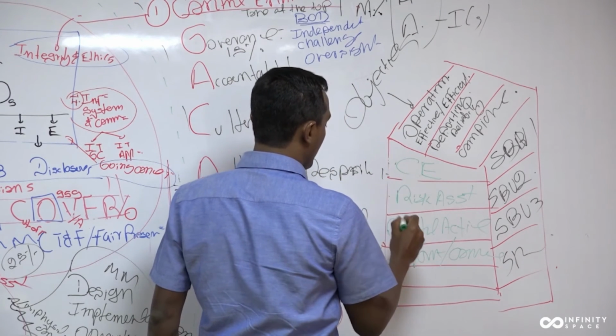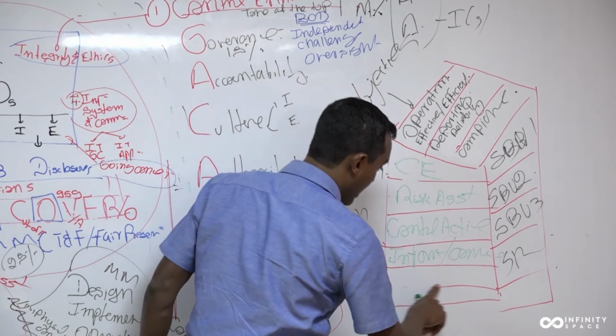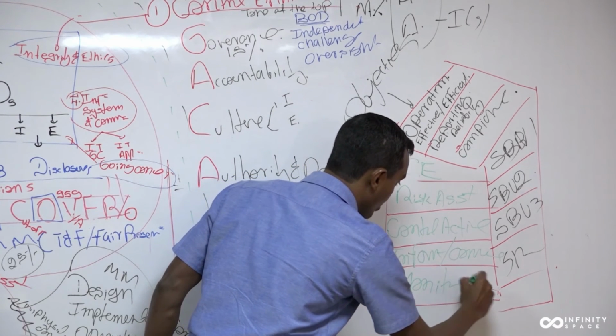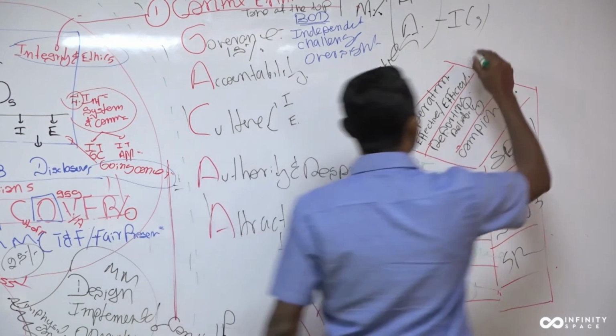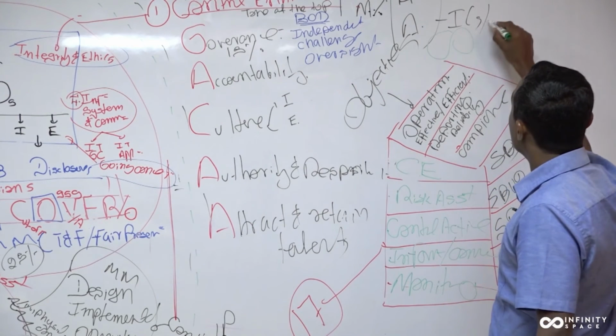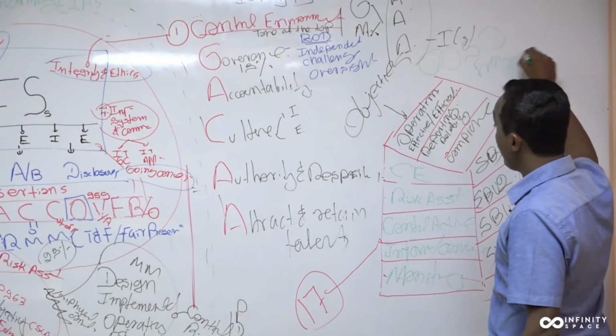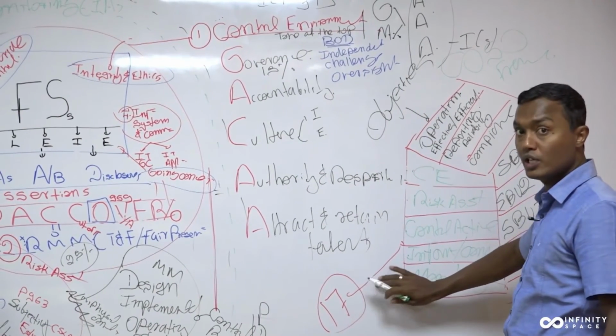1, 2, 3, 4. Sorry, I have added an additional one. The last one is to monitor whether this is working, and there are 17 principles. This is the world's most famous internal control framework, the COSO framework, and there are 17 principles, which is really new.